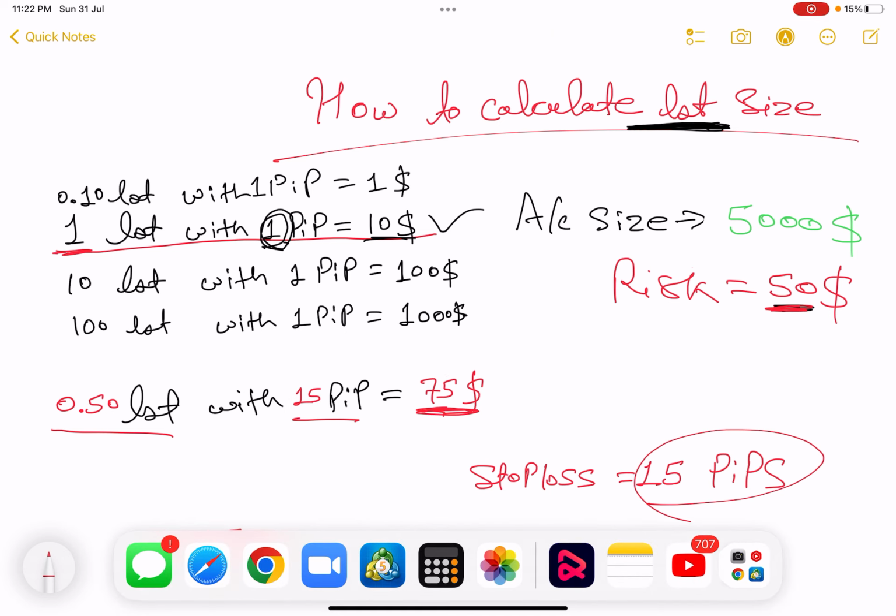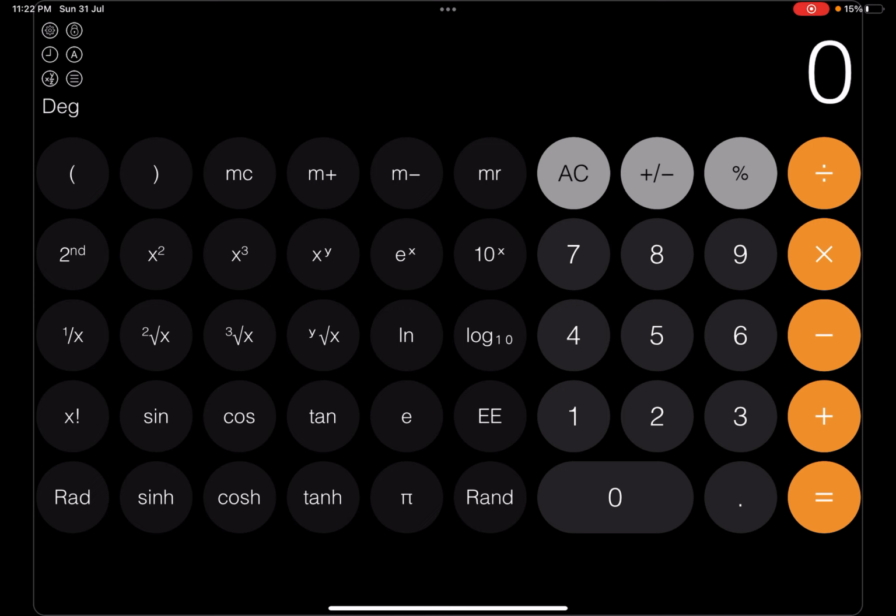Let me show you a simple example. Let's just go to the calculator. What can I see that if I'm trading with one lot, what was happening? अगर मैं एक लॉट के साथ ट्रेड कर रहा था, so what was happening? I can see that यार मेरा stop loss 15 pips का है, my stop loss is 15 pips and my lot size is 1, so according to that I am losing $150.